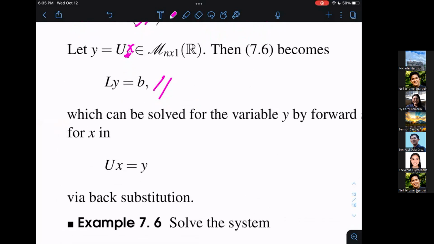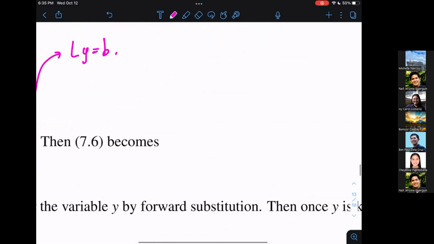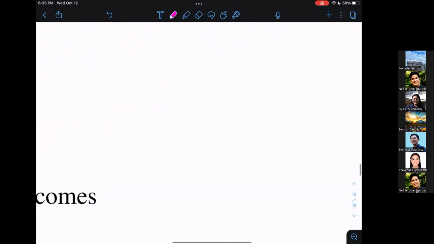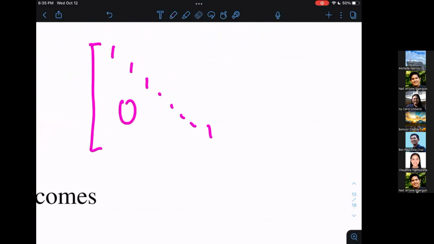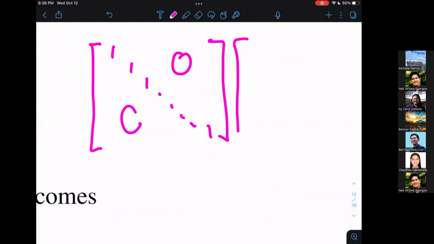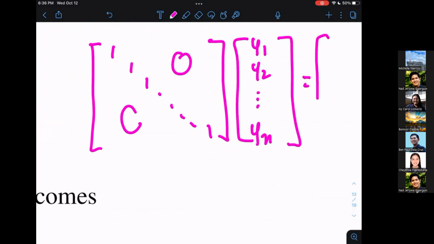Paano yung forward substitution? Kasi, halimbawa, meron kang LY equals B. Si L ay lower triangular. 1, 1, 1. So ito ay 0. Lower triangular siya, no? So dito ay may mga constants. Tapos ito ay puro 0. Tapos meron kang Y1, Y2, hanggang Yn. Tapos ito ay equal kay B1 hanggang Bn. Okay.